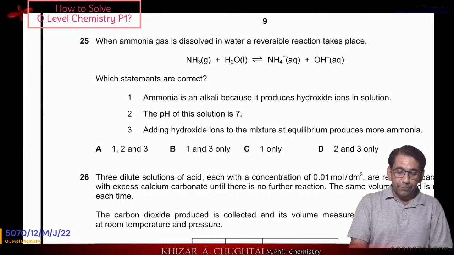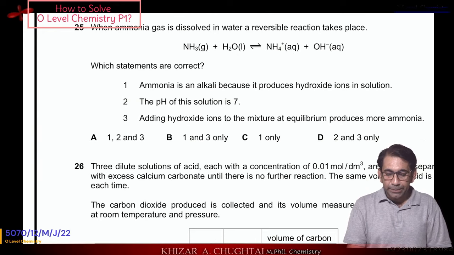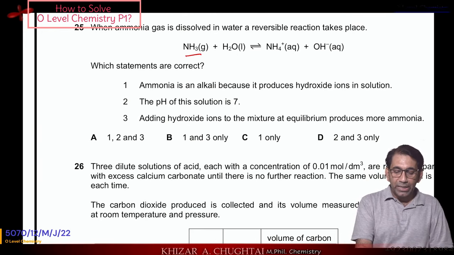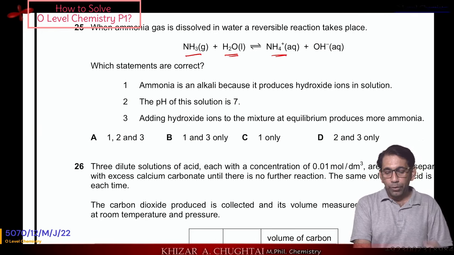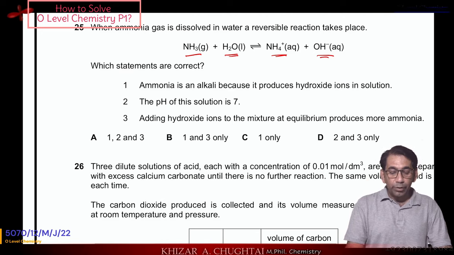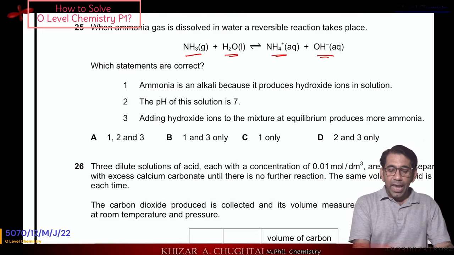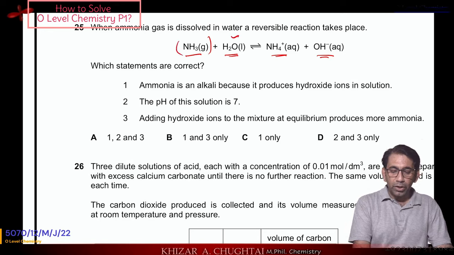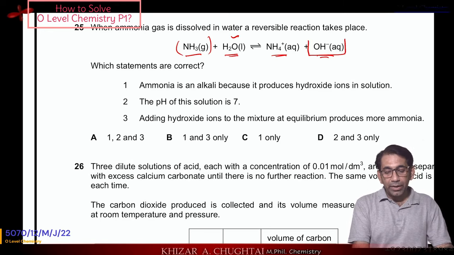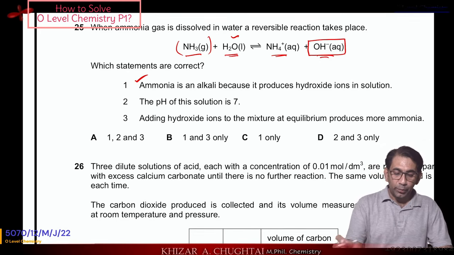Question number 25. When ammonia gas is dissolved in water, a reversible reaction takes place: NH3 plus H2O goes to NH4 positive ion plus OH negative ion. Which statements are correct? Ammonia is an alkali because it produces hydroxide ion in solution. Yes. Any compound that reacts with water and produces OH negative ion into the water is said to be an alkali. The first one is the correct option.